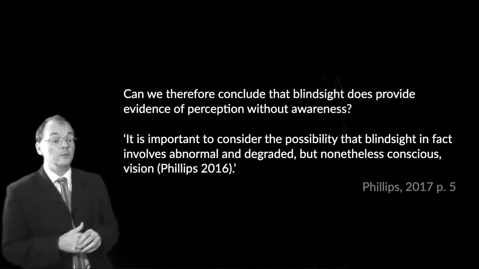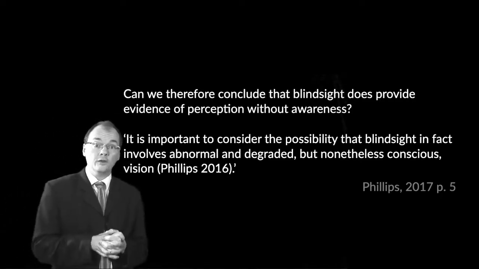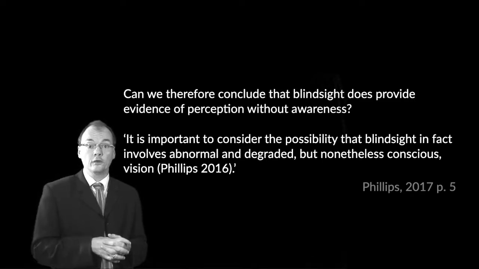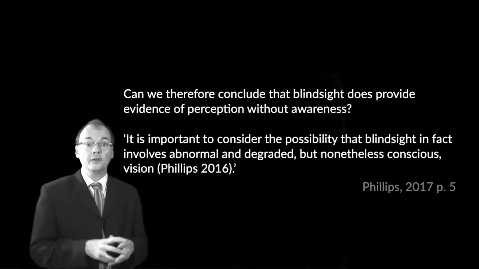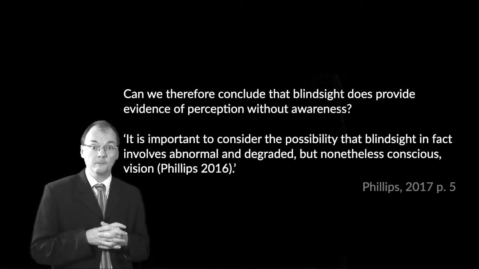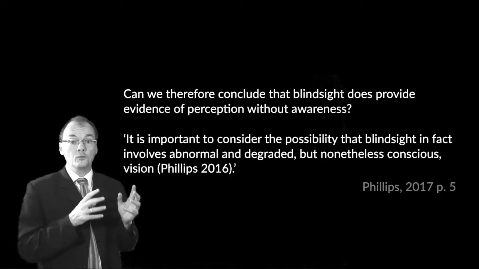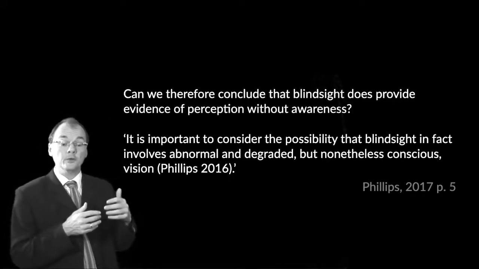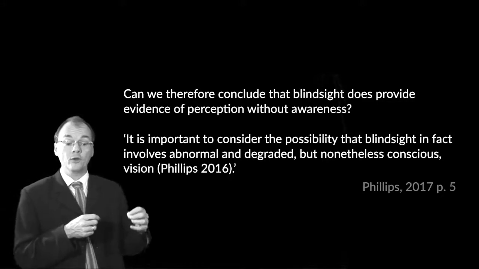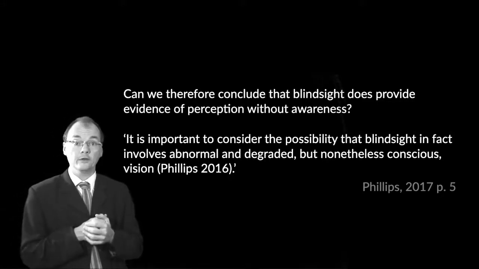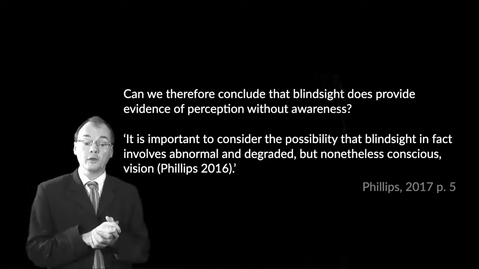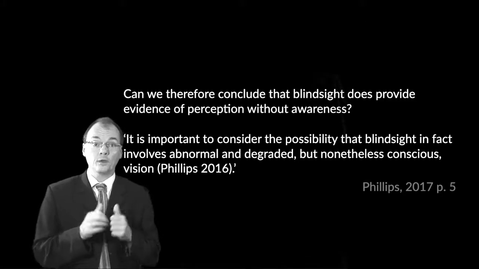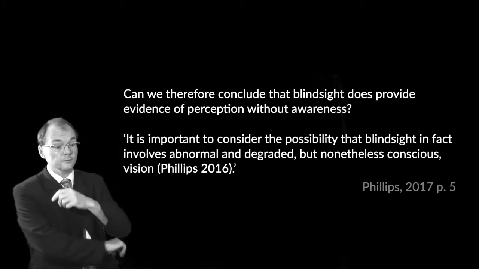Phillips says it's important to consider the possibility that blindsight in fact involves abnormal and degraded, but nonetheless conscious vision. Now, I think there's something right here and something wrong here. The thing that's right here is that the evidence as we have seen it does not rule out the possibility that there is abnormal and degraded but nonetheless conscious vision in blindsight. That's absolutely right. This is not a possibility which has been ruled out by any of the evidence that we have considered here. So that's good.